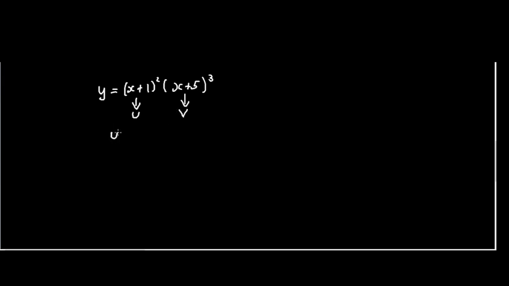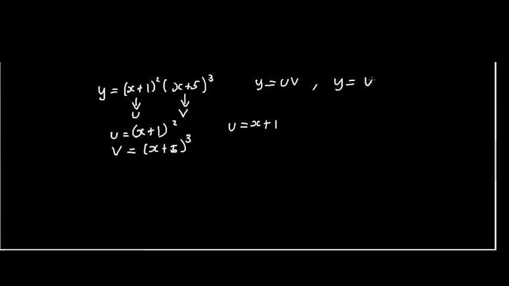So we shall have our u equal to (x plus 1) squared, and then we shall also have our v equal to (x plus 5) cubed. Take note, it's not that our u is going to be equal to x plus 1. We want to get this function in the format of y equal to uv. If you say that u is x plus 1, we'll end up with u squared and v cubed, which is completely wrong, and it won't give you the derivative.